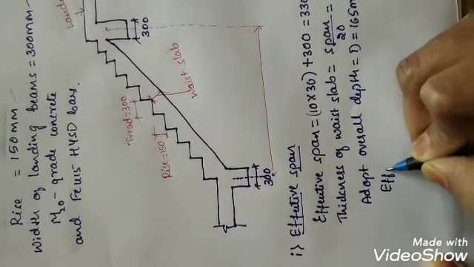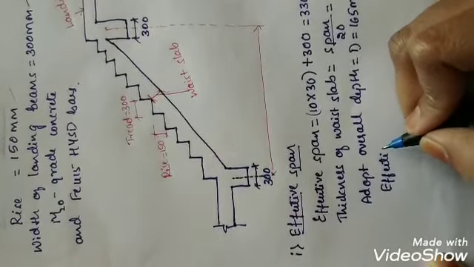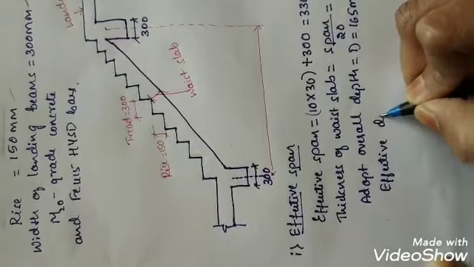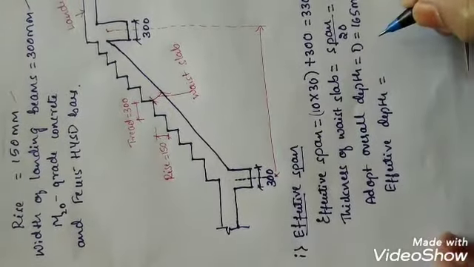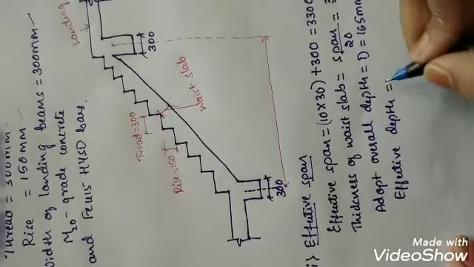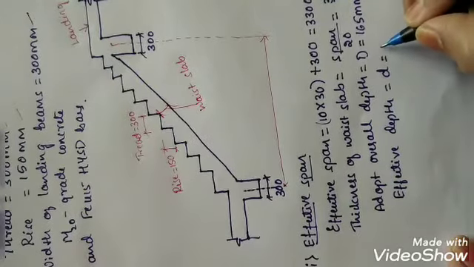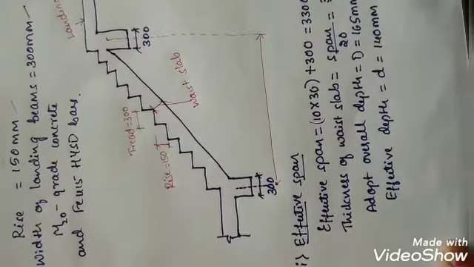So in the effective depth, I have just taken some cover in the overall depth, so I will get the effective depth value. Effective depth is equal to, here I will consider 25 mm as a cover. If you leave 25 mm as a cover in the overall depth, you will get the small letter d. Effective depth is nothing but small letter d. The small letter d value is 140 mm. Okay, so that is the effective depth.